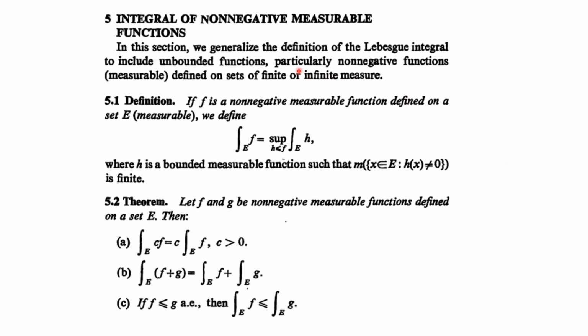Right, so we are given a function which is non-negative, which is measurable, and which is defined on a measurable set E, but we don't know whether the measure of that set is finite or infinite. That may be infinite. Right, so what are we given? We are given any non-negative measurable function defined on a measurable set of finite or infinite measure.